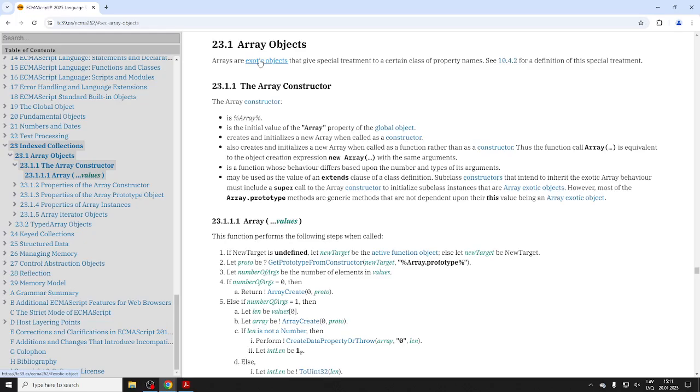Because in JavaScript, arrays are really not arrays. They're basically like dictionaries, like we know in Python. They just have numbers as keys, right? But they hide the complexity underneath. What do they define as exotic objects? Let's look at what they say.